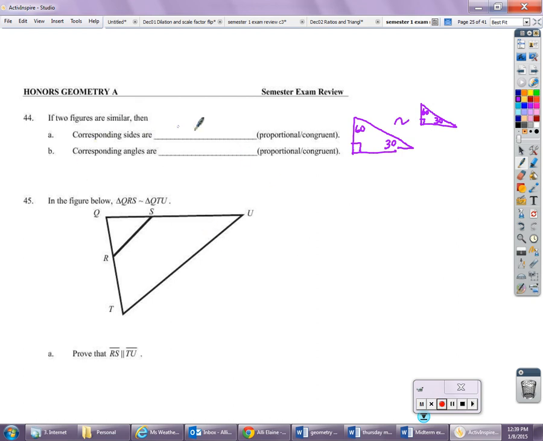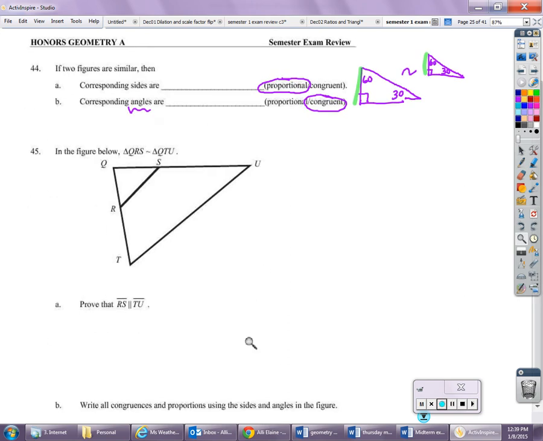So you can look at the sides. Are the sides congruent or proportional? And the correct answer is proportional. And then the angles are congruent. 60, 60, 90, 90, 30, 30. Okay, so that's how it works for similar figures. All right, let's do one more before I end this video.